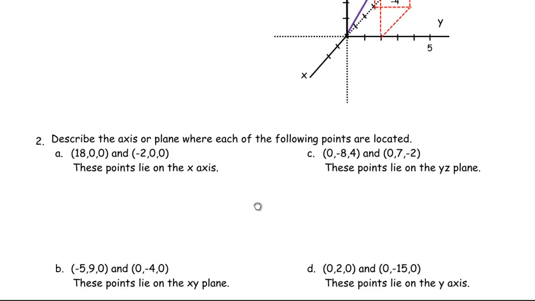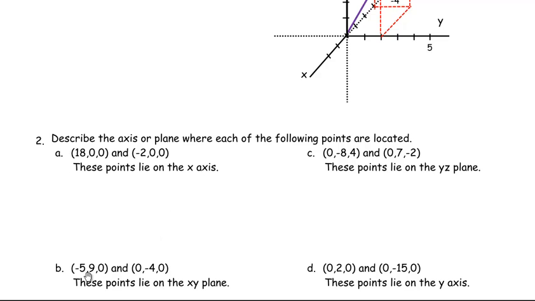And I might want my diagram up here for question number 2. Describe the axis or plane where each of the following points are located. Now, if you see two components that are both zeros, then it's on an axis. So 18, 0, 0. That would mean that we would come 18 out in this direction and not go in the y at all and not go up or down at all. So we're still on the x-axis. Negative 2, 0, 0. So we would go 2 back here and then go nothing right or left for y and nothing up and down for z. So that's why those 2 points both lie on the x-axis.